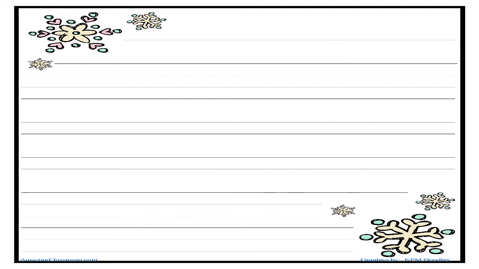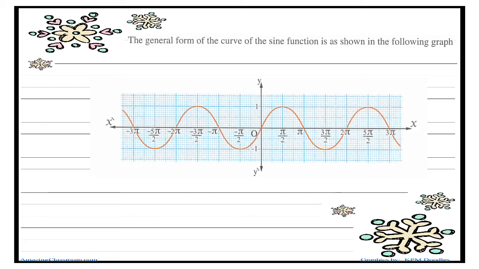Then the general curve of the sine function has more waves like this, more periods. One period is repeated each 2 pi.